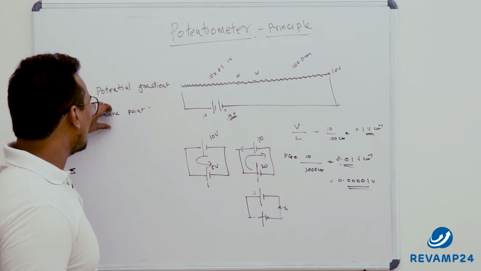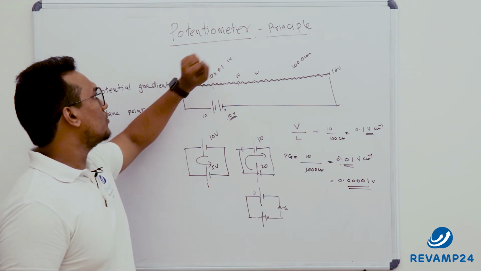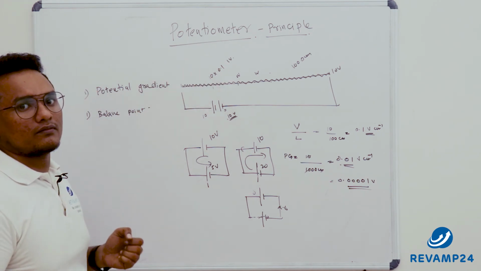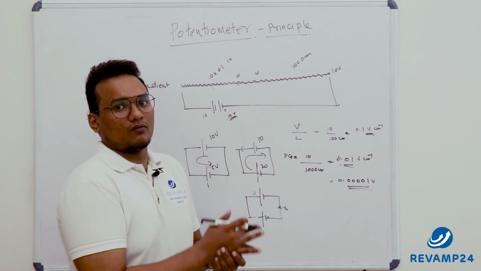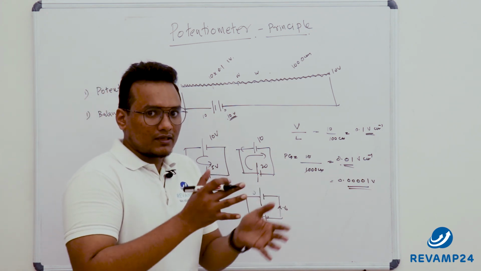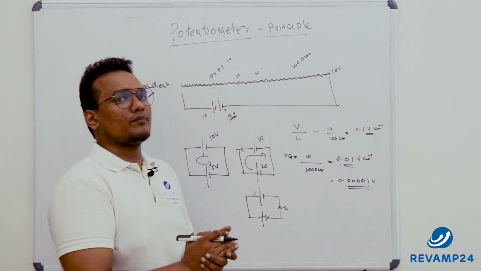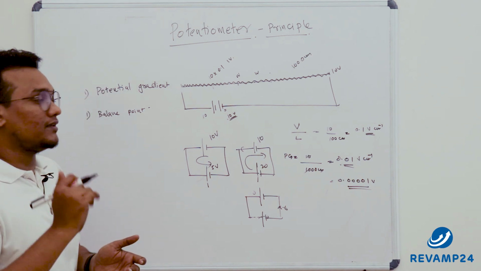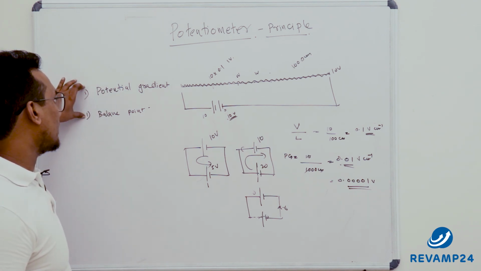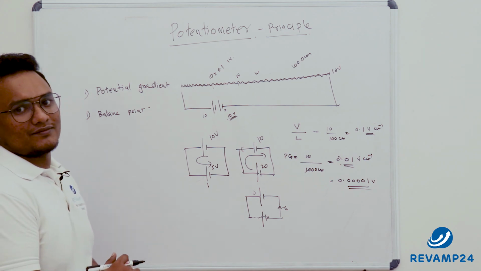Now these two principles will be used to get the applications of potentiometers done. What are they? Finding EMF, comparing EMF, and finding internal resistance. So these two are very important. Make a note of it. Okay, thank you.